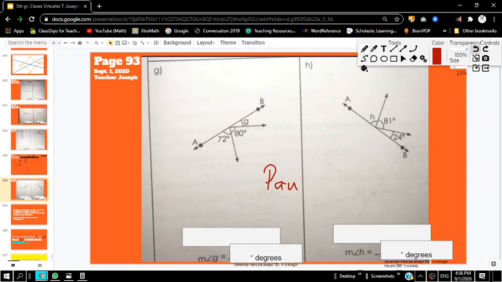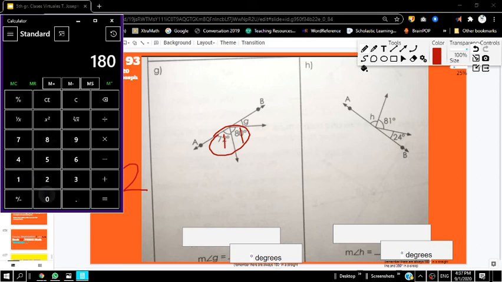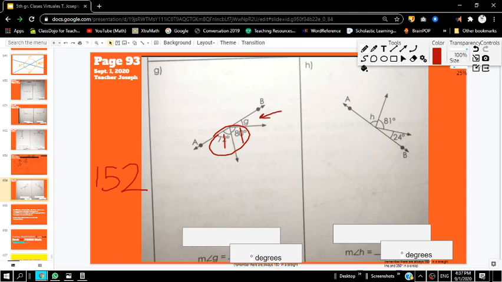Okay, hopefully you paused the video and you tried letters G and H on your own. We're going to do these on the calculator, partially. I know that 72 plus 80 is, start with my ones column, 2, and then 7 tens plus 8 tens is 15 tens, 152. 180 minus 152 equals 28. So there's your answer. Letter G is 28 degrees. Okay, and if we wanted to check that, we could do 72 plus 80 plus 28 equals 180.